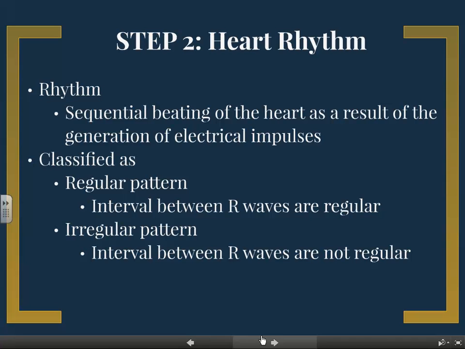I've got bigeminy PVCs, all right? I know that I've got one PVC for every complex. So that is an irregular pattern, but it's predictable. I know that there's going to be a PVC after the next one, okay?